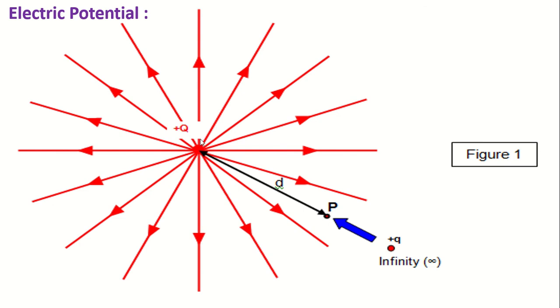That means the field creating charge will do the work, because it is a negative charge and you are bringing a test charge, that is a positive charge. So here work will be done by the attractive force. So in this case the work done will be negative. That means the work done by the agent will be negative.